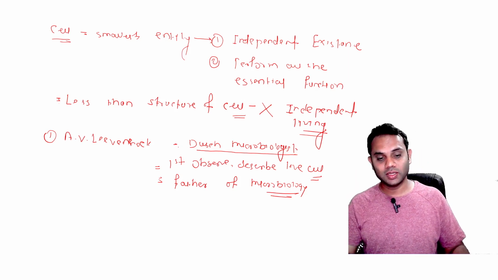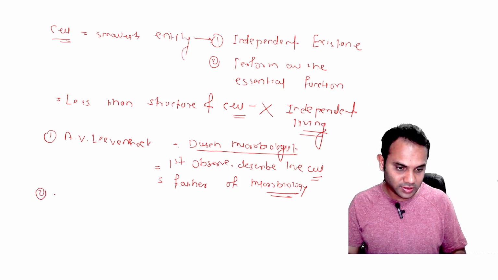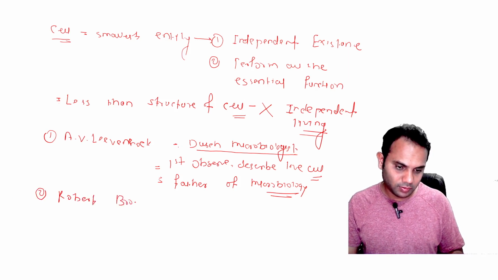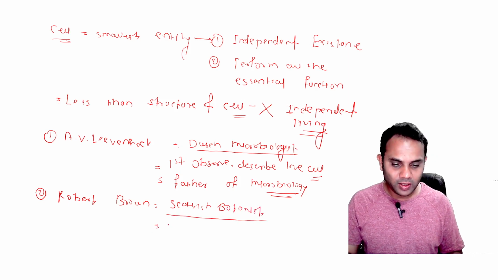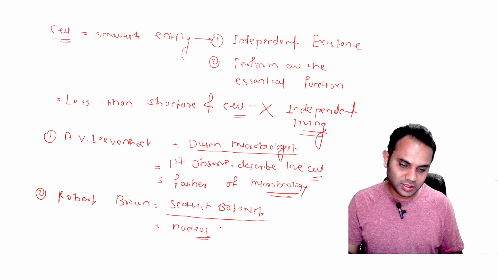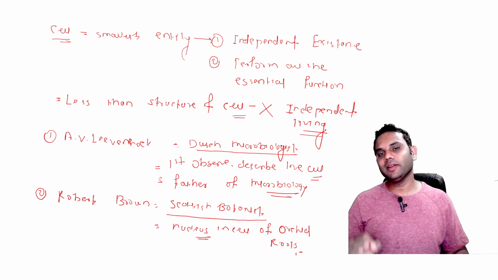There was another scientist mentioned in your NCERT book, that is Robert Brown. Robert Brown was a Scottish botanist. What he observed for the first time was the nucleus in the cell of orchid roots. Okay. Orchidaceae is one family of the plants.